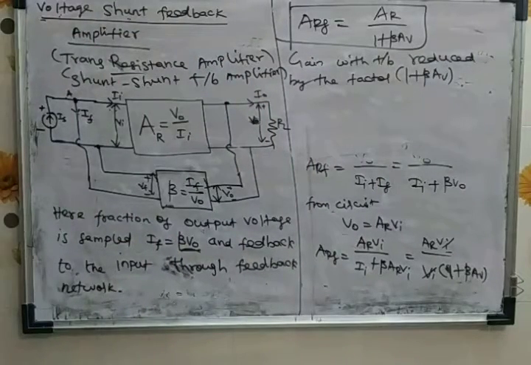Next class we will discuss the input impedance with feedback and output impedance with feedback of the voltage shunt feedback amplifier. It is also called a trans resistance amplifier or shunt feedback amplifier.